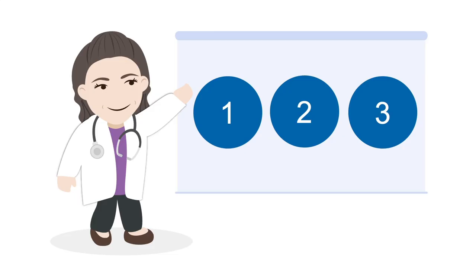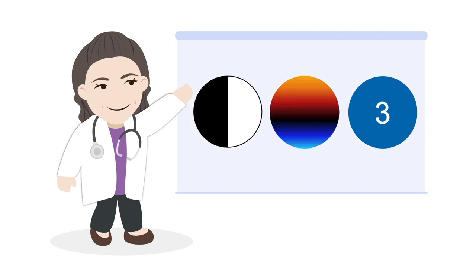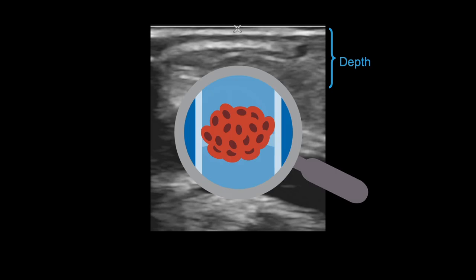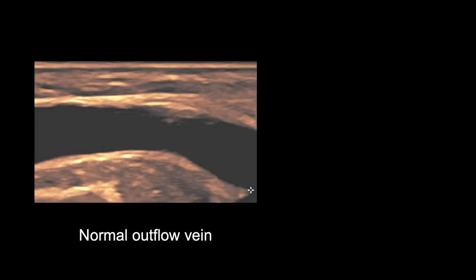You will recall that there are three types of ultrasound imaging used to assess fistulas: two-dimensional, or 2D black and white, color, and Doppler. In this MedMastery lesson, we'll learn more about 2D and color. We use 2D imaging to measure the outflow vein's diameter and depth and to examine for any blood clot within it. This image shows a normal outflow vein in 2D longitudinal view, identifiable by the all-black lumen.